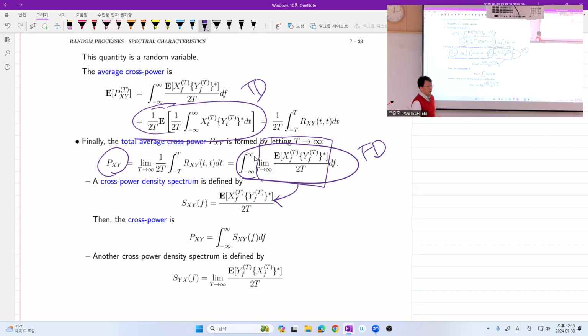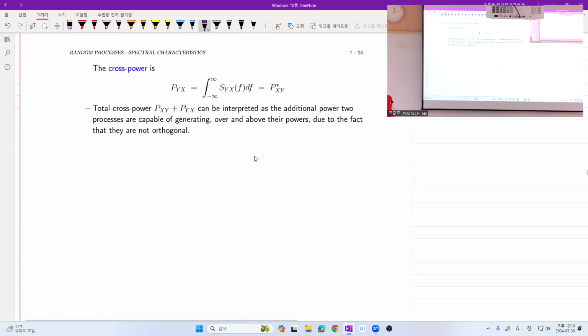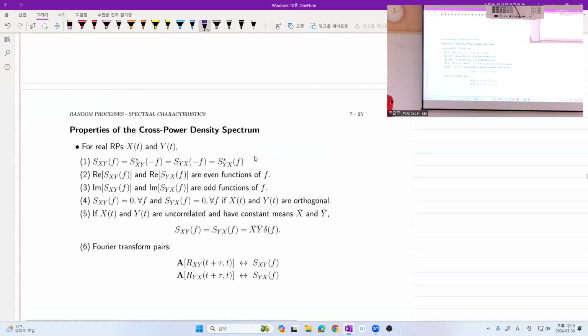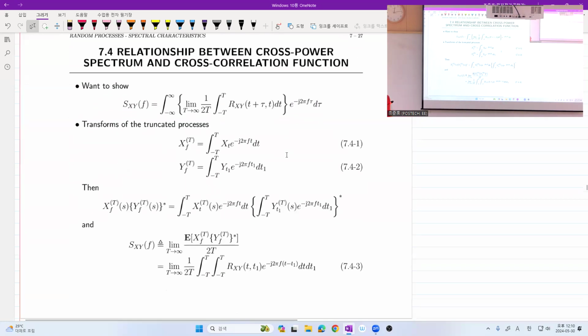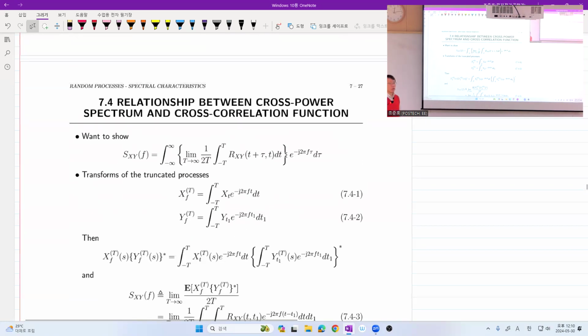So what? We take the integrand and say that this is the cross power spectral density. And again, by filtering x and y, we can show that this really means the cross power contribution of two signals at a specific frequency f. So it really makes sense. Anyway, we have similar properties of the cross power spectrum, and you can read them yourself. And we also again have what? The generalized version of the Wiener-Khinchin theorem.